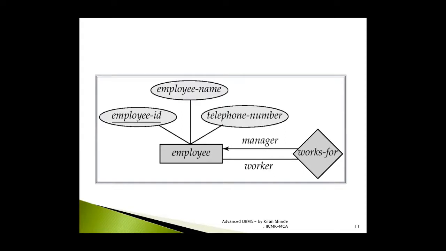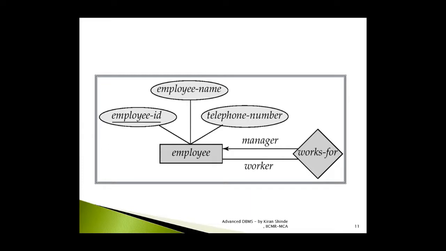Just see this very popular ERD for making you understand what a recursive relationship set is. Here, there is only one entity set, that is employee. And there are three attributes mentioned: employee ID, employee name, and telephone number. Very soon we are going to understand the notations. Here employee ID is the primary key, which is mentioned with the help of underline. Attributes are mentioned with the help of ellipses, and the entity set is mentioned with the help of a rectangle. For the relationship set, the diamond notation is used.